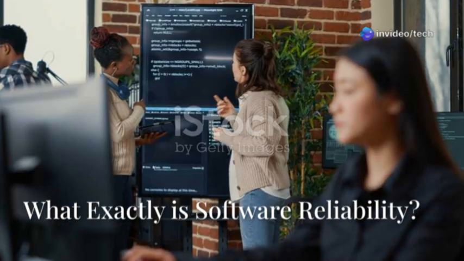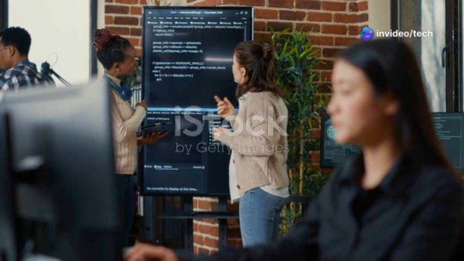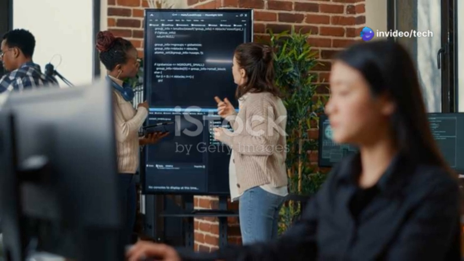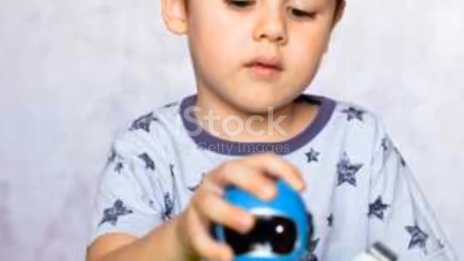Hello everyone! Today we're diving into software reliability, why it matters, and what it really means. Think of it like a toy robot. You expect it to work every time you turn it on.